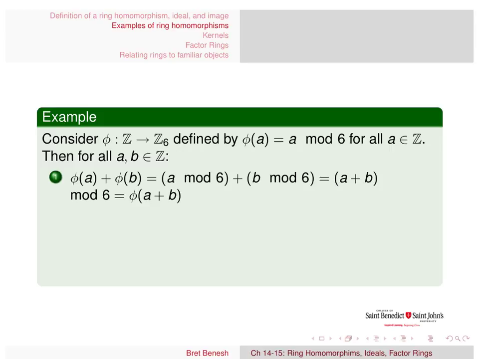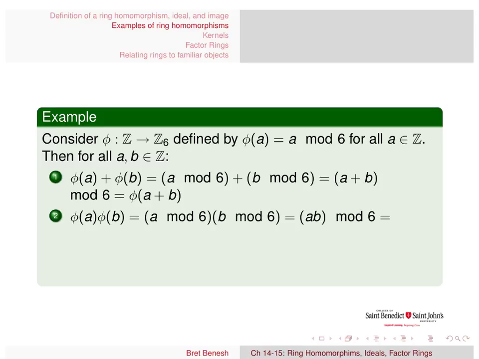We've shown it's a group homomorphism, but now we need to show it's a ring homomorphism. So we multiply phi of a times phi of b. It's defined to be a mod 6 times b mod 6, where I just reduced a and b mod 6 separately, but that's equal to ab mod 6, which is equal to phi of ab. Therefore, we've shown that phi is a ring homomorphism. And now we can just check out some other things, like the kernel and the image.